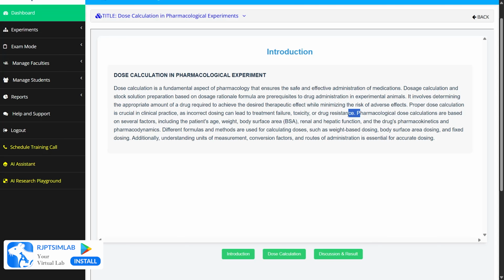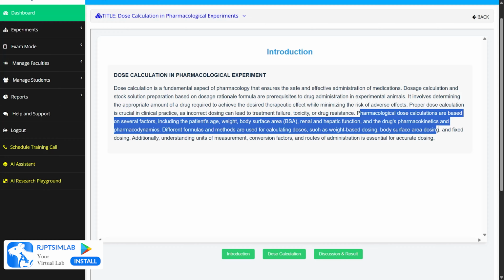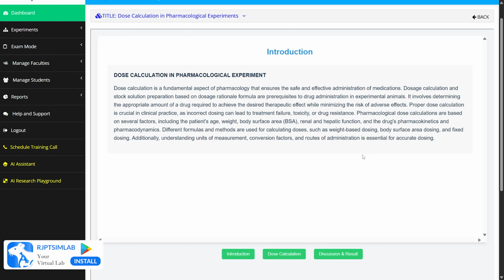Pharmacological dose calculations are based on several factors, including the patient's age, weight, body surface area, renal and hepatic functions, and the drug's pharmacokinetics and pharmacodynamics. The dose calculation of the pharmacological experiments is based on several factors, which include first the patient's age. The patient's age is a very crucial factor which has to be kept in mind before calculation of the dose.